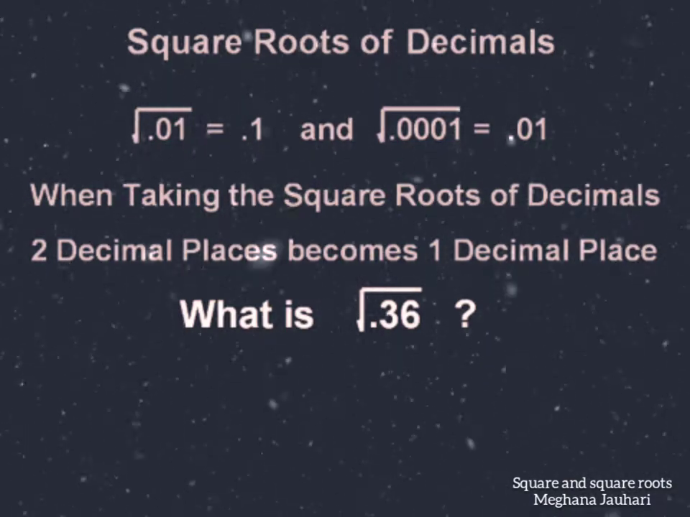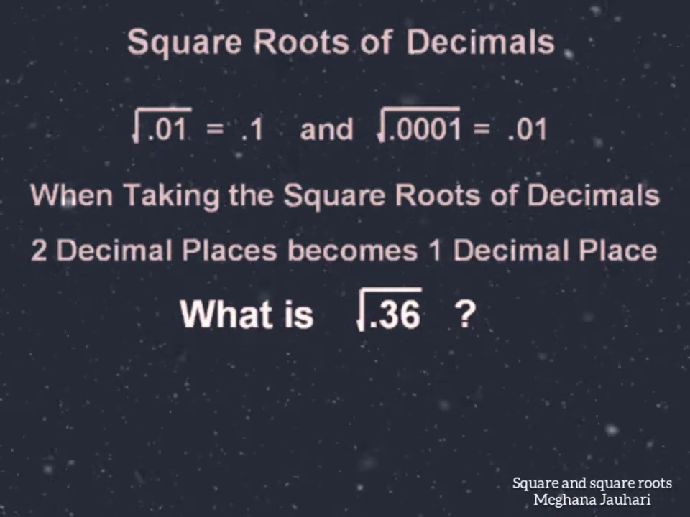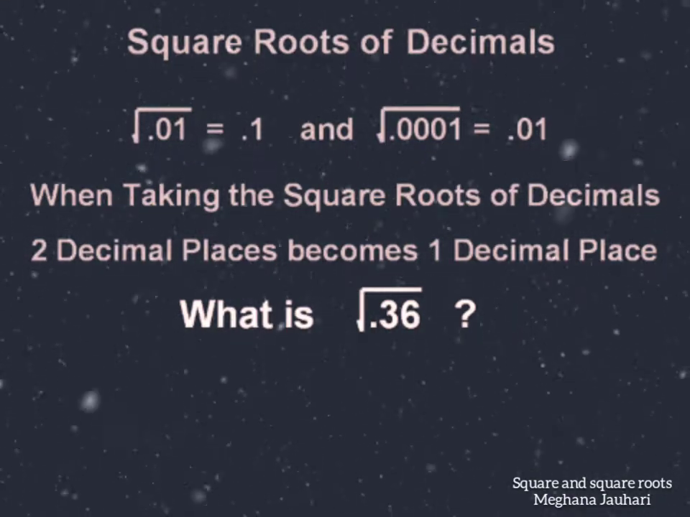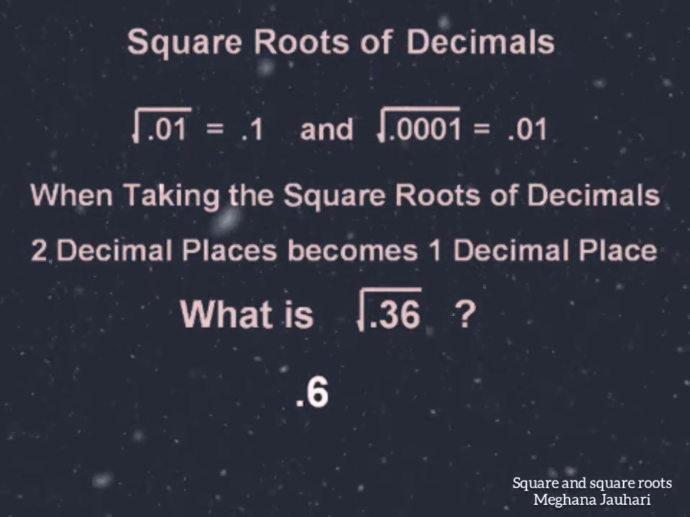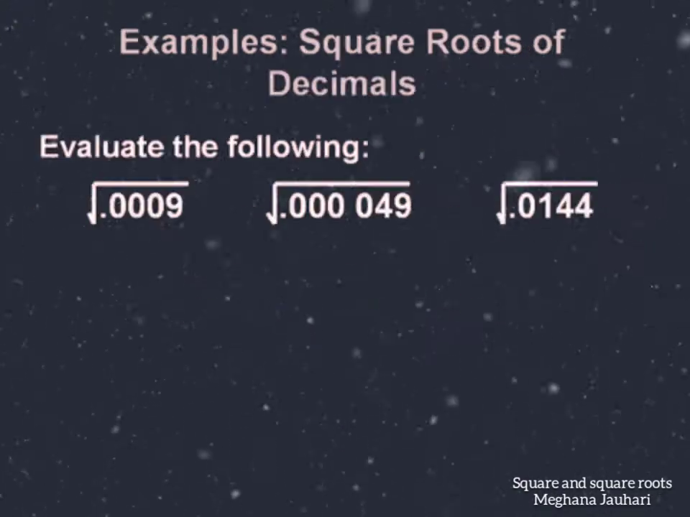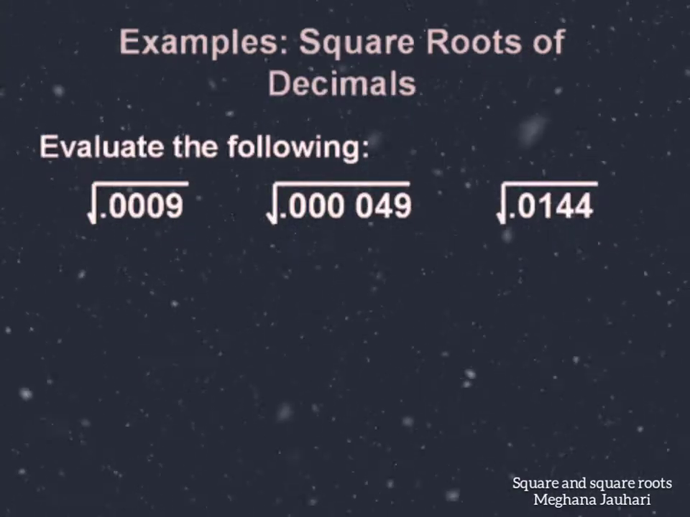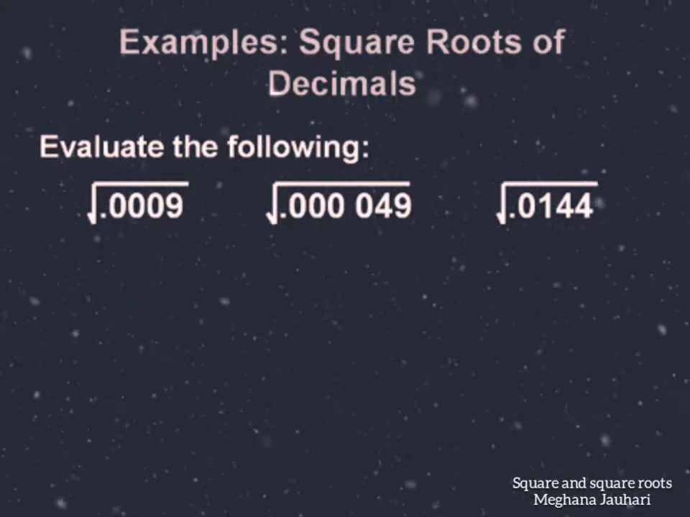So what is the square root of 0.36? Having 2 decimal places, it will become 1 decimal place. Yes, and also we will find the square root of 36. So the answer is 0.6. And how will you write? You will write 0.6.